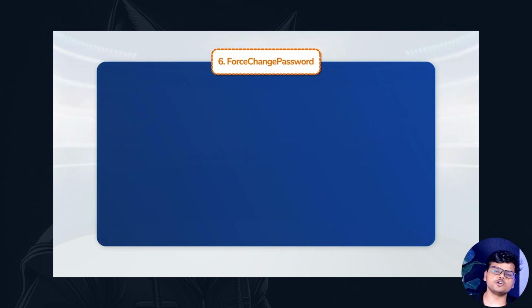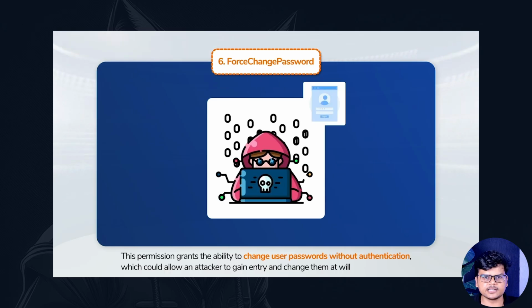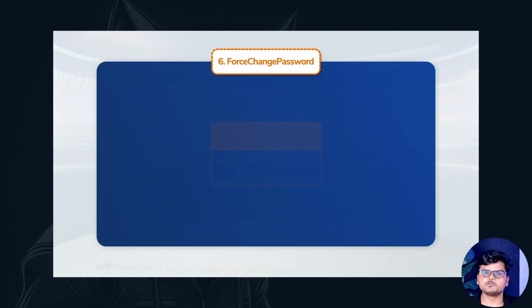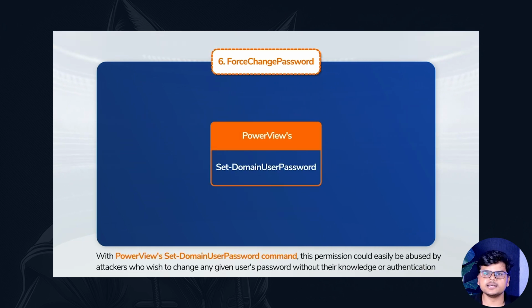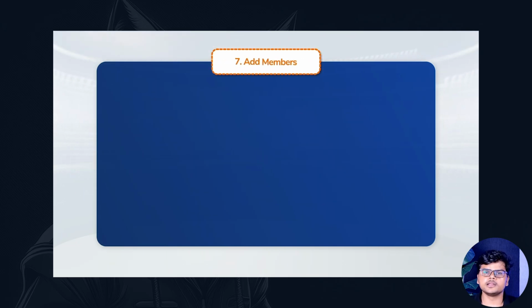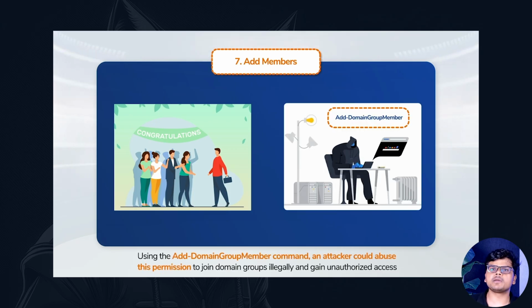Now let's talk about ForceChangePassword. This permission grants the ability to change a user's password without authentication, which could allow an attacker to gain entry and change them at will. With PowerView's Set-DomainUserPassword command, this permission could easily be abused by attackers who wish to change any given user's password without their knowledge or authentication. Now let's talk about AddMember. This permission grants the ability to add members to a group. Using the Add-DomainGroupMember command, an attacker could abuse this permission to join domain groups illegally and gain unauthorized access.